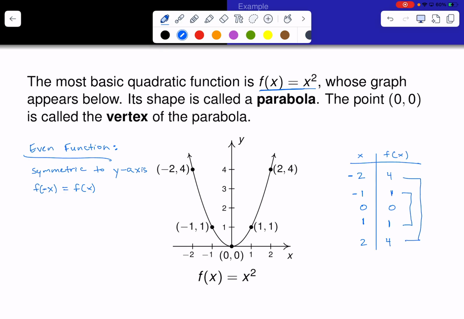All right. So then that's going to give you 4 no matter what. And if you go to 3 and negative 3, you're going to get 9 for both. So you've got this symmetry that's wrapped around the vertex. So here's my vertex. And the vertex is either the lowest or highest point of the parabola.